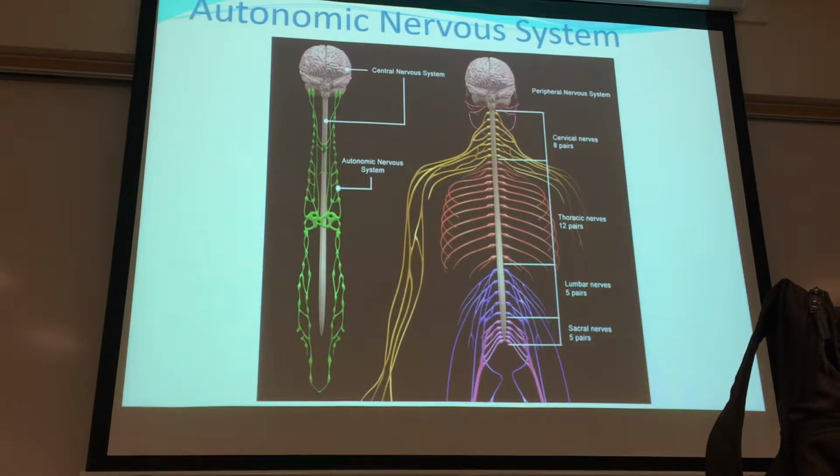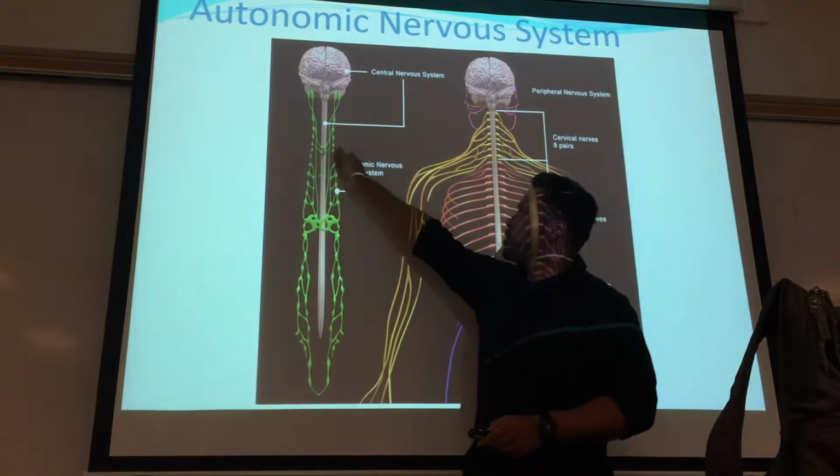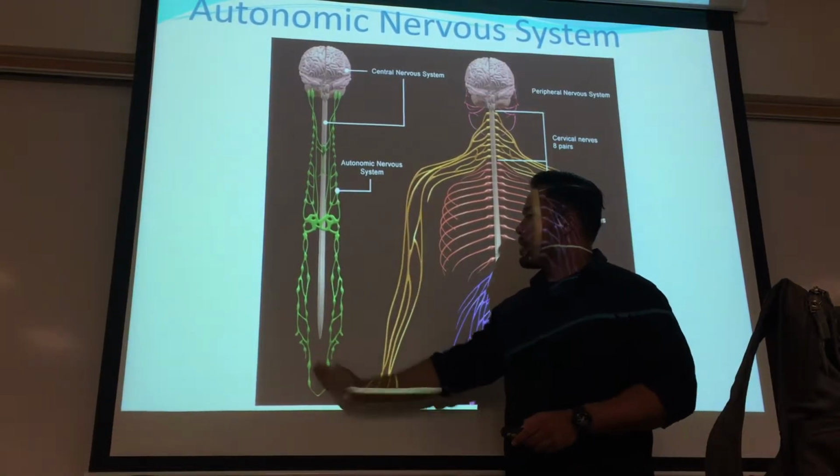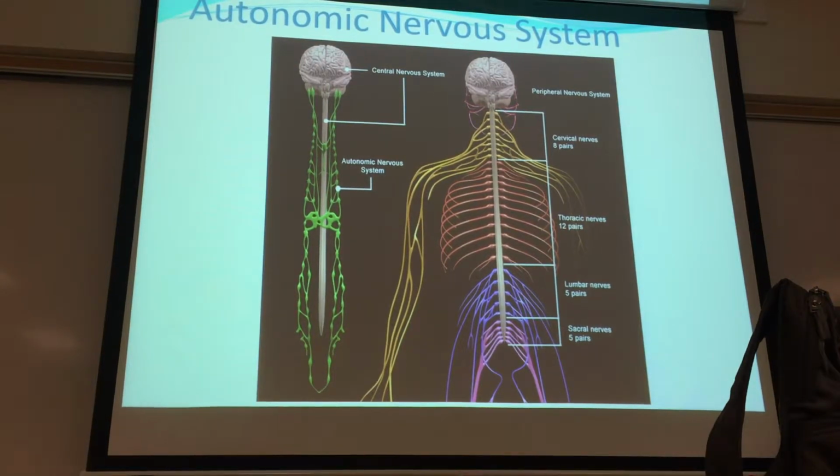The image to your left here is just really showing you the sympathetic trunk ganglion. And again, it runs parallel, right down by the sides. That's all I had for that slide. So the green is reflecting the sympathetic trunk ganglion.